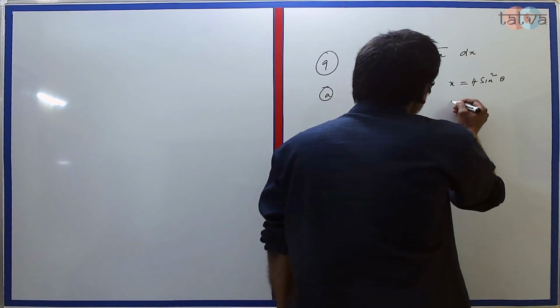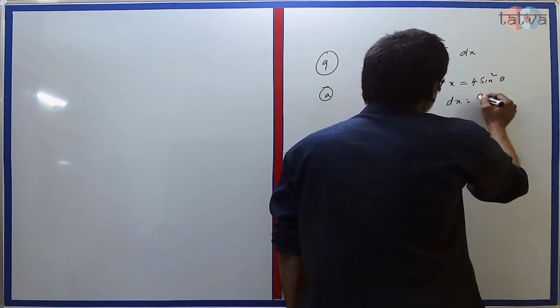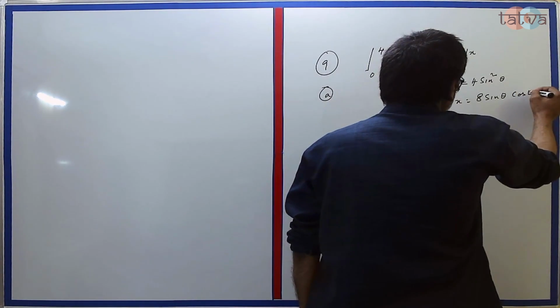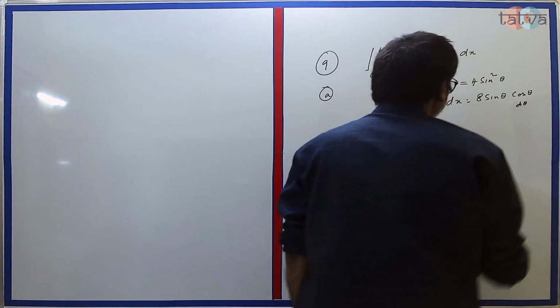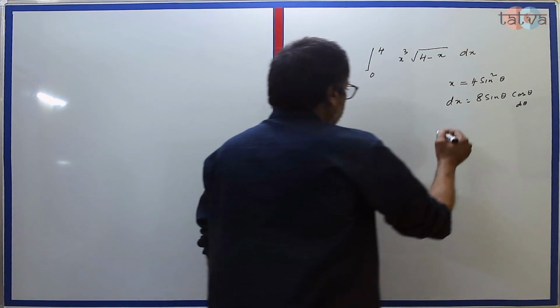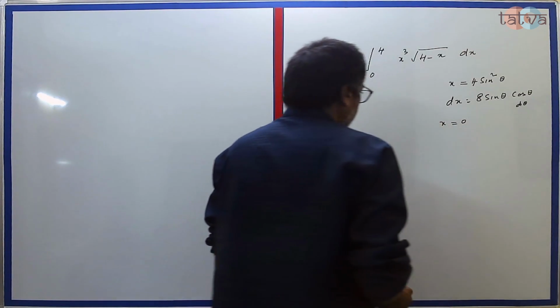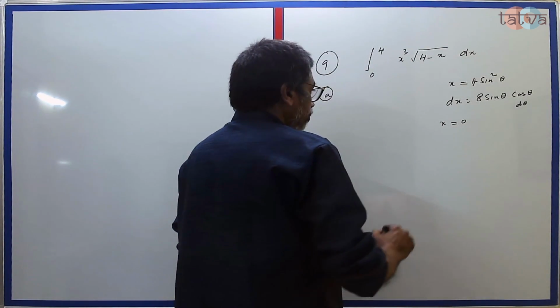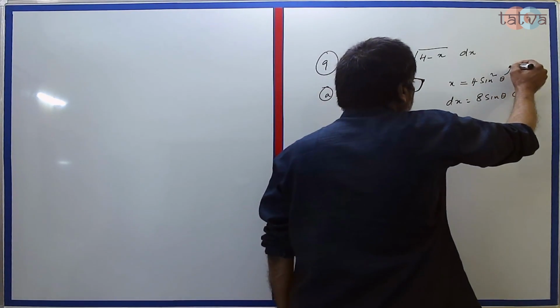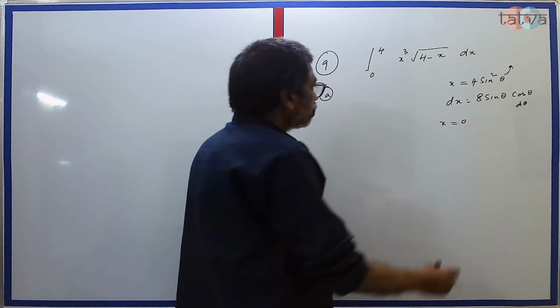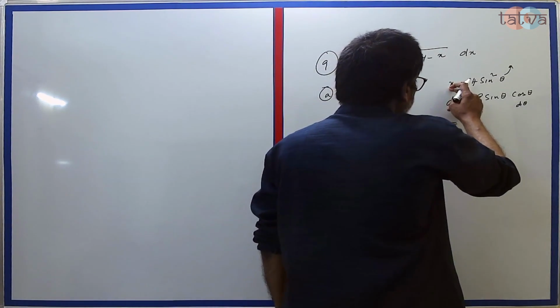So let us take differentials on both sides. You get dx is equal to 8 sine theta into cos theta. And as before, you'll have to determine new limits, the limits for the new variable theta. Beginning with the lower limit x is equal to 0, I'll substitute in this equation.